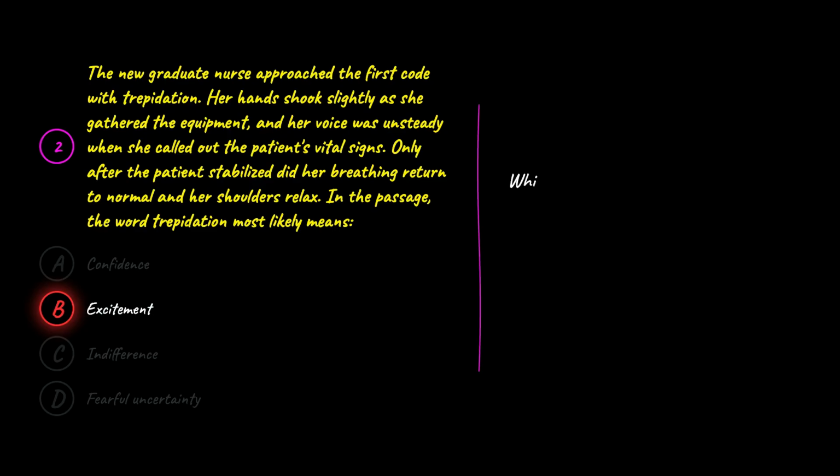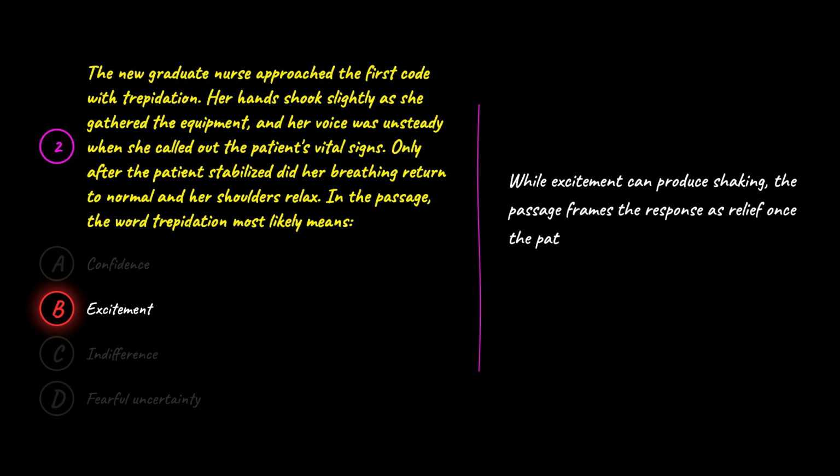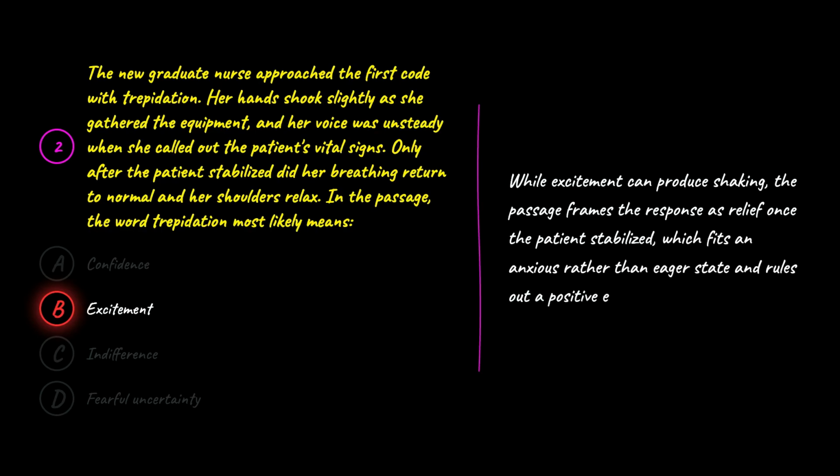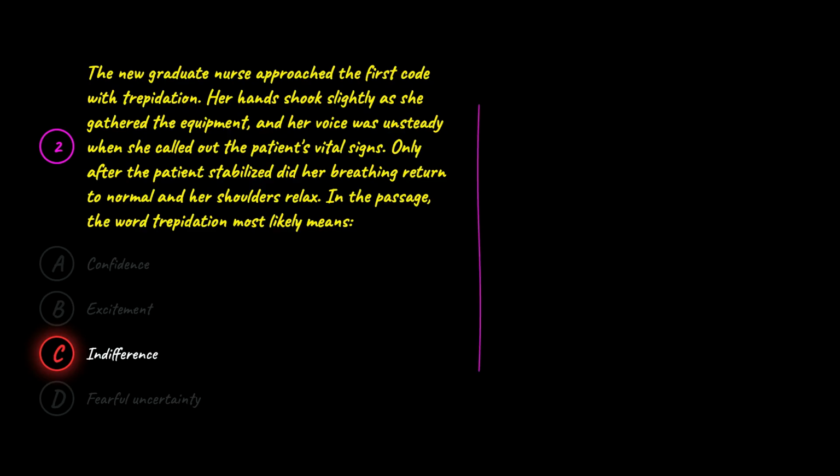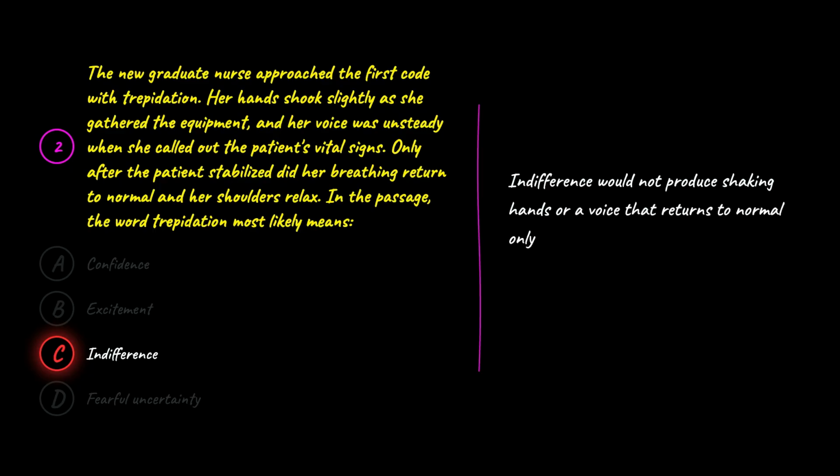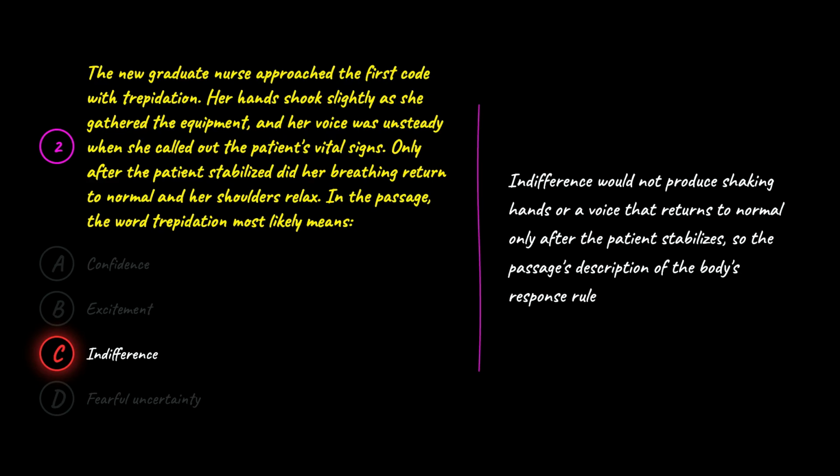B is wrong because while excitement can produce shaking, the passage frames the response as relief once the patient stabilized, which fits an anxious rather than eager state and rules out a positive emotion synonym here. C is wrong because indifference would not produce shaking hands or a voice that returns to normal only after the patient stabilizes. So the passage's description of the body's response rules out an emotionally neutral reading.